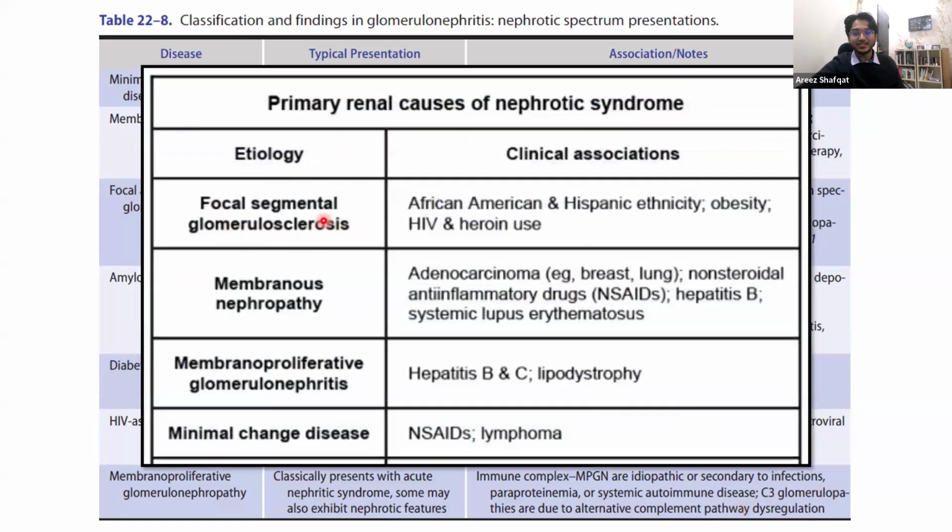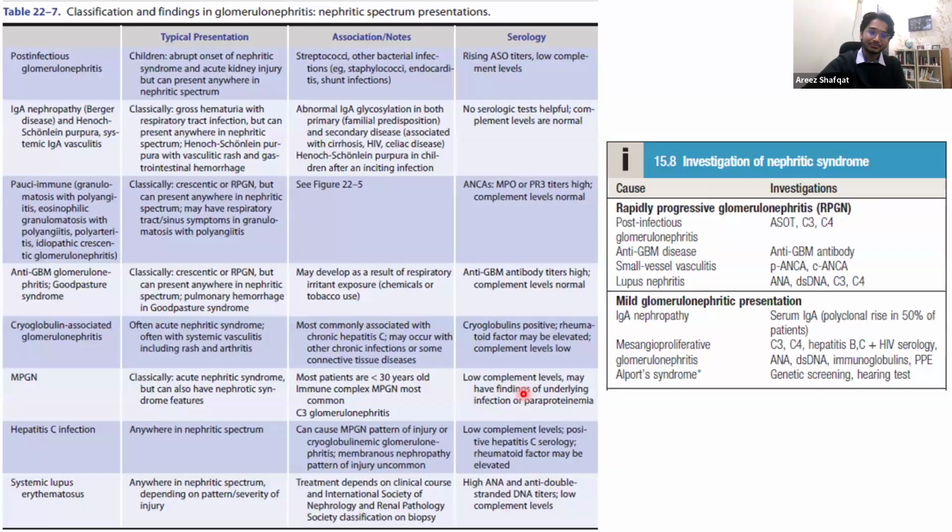Associations again for FSGS, remember African American, remember obesity, HIV, heroin. Membranous, remember solid tumors in case of secondary disease. NSAIDs, hepatitis B and C, and SLE. For membranoproliferative, for the immune complex mediated one, remember hepatitis B and C. And for minimal change, in children is usually post-infectious. In adults, remember lymphoma, remember NSAID use, okay? These are the classic nephritic syndrome cases. I won't go through all of them.